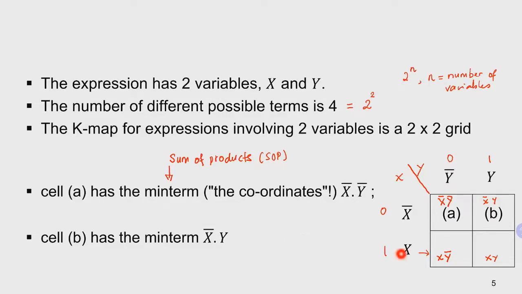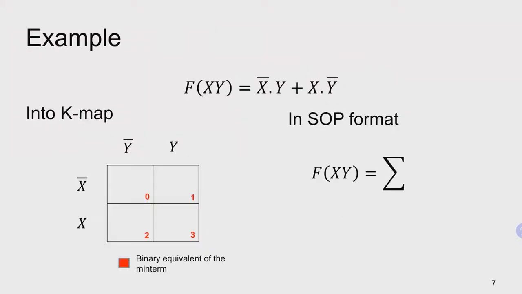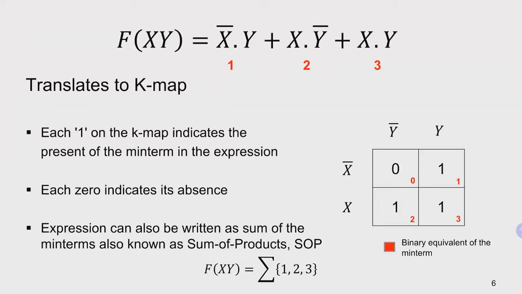Okay, so that is how the variables link to each of the cells on this 2 by 2 K-map. So in this example, for every minterm in the function that was given just now, I'm going to put a 1 in the K-map. So our function here is given as X bar Y, which is one minterm.